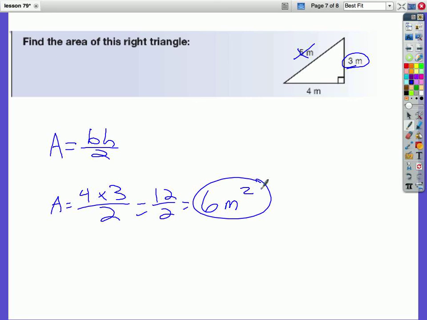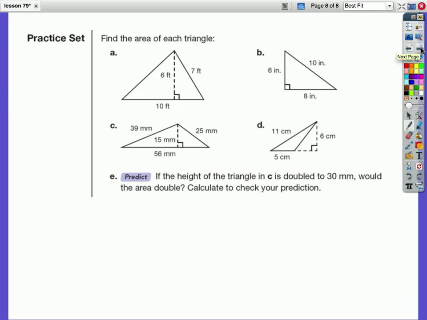The main thing to remember with the area of a triangle is base times height divided by 2. Go ahead and do the practice set, including letter E. A little predicting, a little thinking on that one. Go ahead and do those 5 problems. Bring any questions you may have to class.